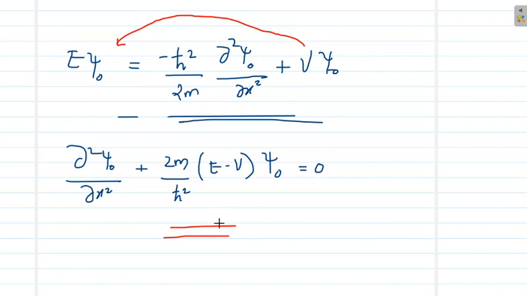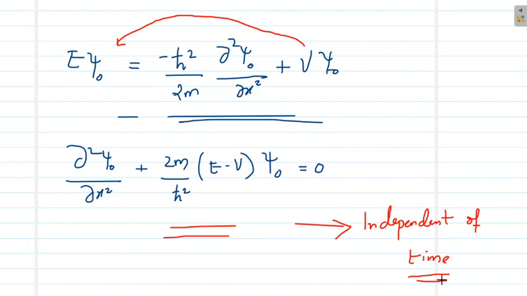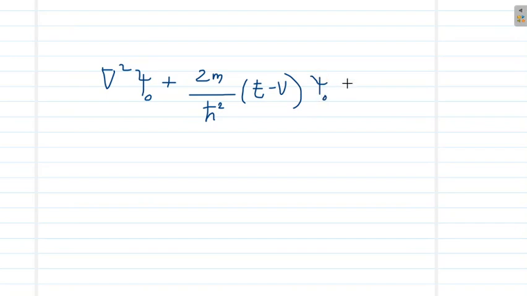So this is the steady state form of Schrodinger equation. This equation is independent of time and is the steady state equation. Now in 3 dimensions, the same equation can be represented as, instead of ∂²ψ/∂x², we can write del squared ψ0 plus 2m/ħ² into (E minus V) into ψ0 is equal to 0. So the same equation, the time independent Schrodinger equation in 3 dimensions, can be written in this format.